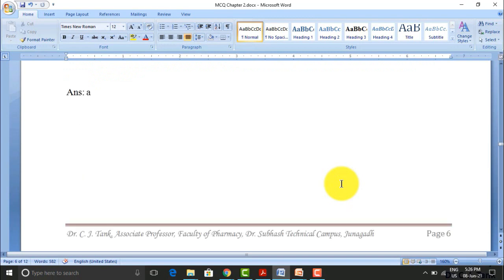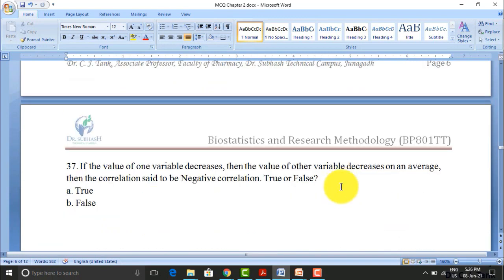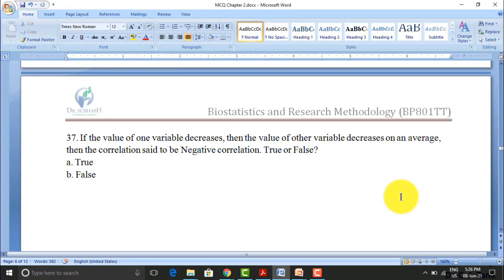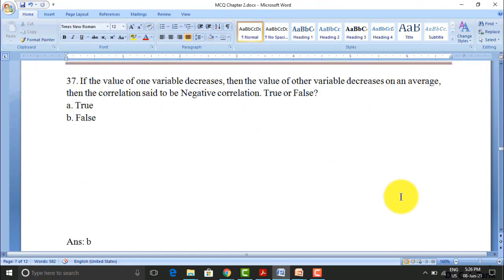The next question, if the value of one variable decreases, then the value of other variable decreases on an average, then the correlation is said to be negative correlation, true or false. Option A, true. Option B, that is false. The correct answer is B, false.